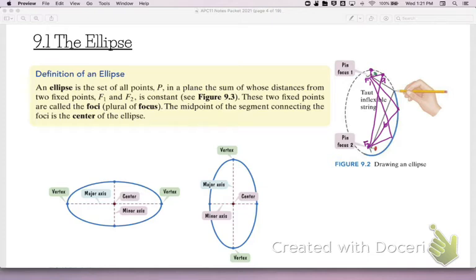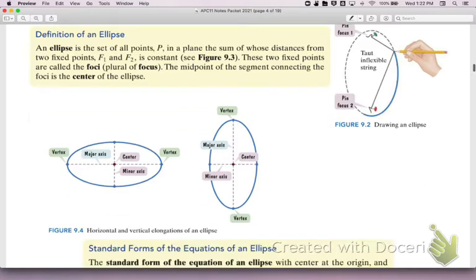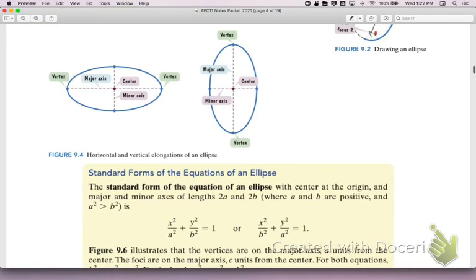Okay, now an ellipse can be oriented either vertically or horizontally. So the one here on the left is what we would call a horizontal elongation of an ellipse, where the major axis, which is the longer one, is horizontal and the minor axis is vertical, versus the opposite of that, which is going to be a vertical ellipse.